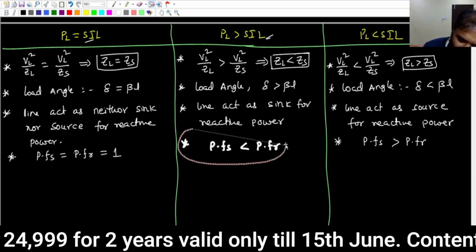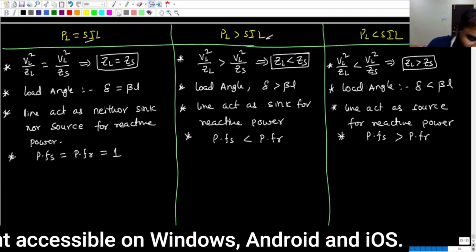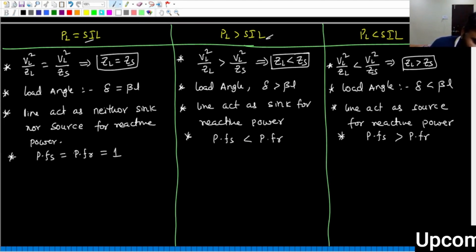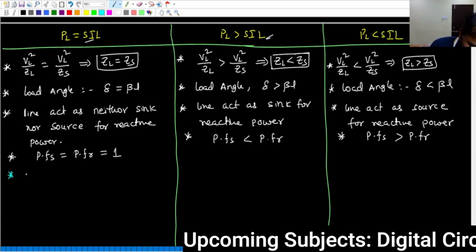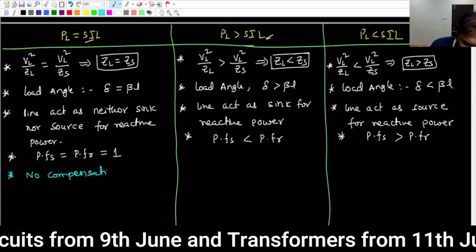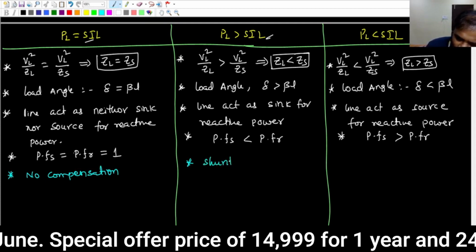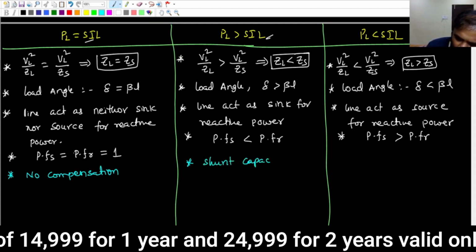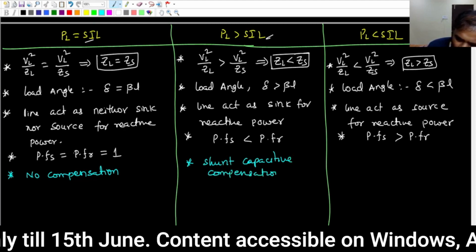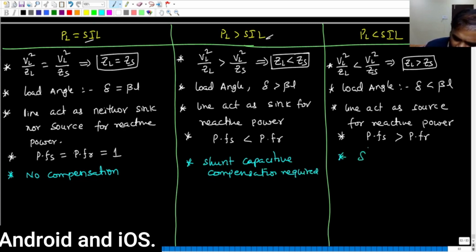Now tell me, what compensation does the transmission line require here? Here the transmission line requires no shunt compensation. Why? There is no reactive power consumption in the line. But here shunt capacitive compensation is required. Here shunt inductive compensation is required.